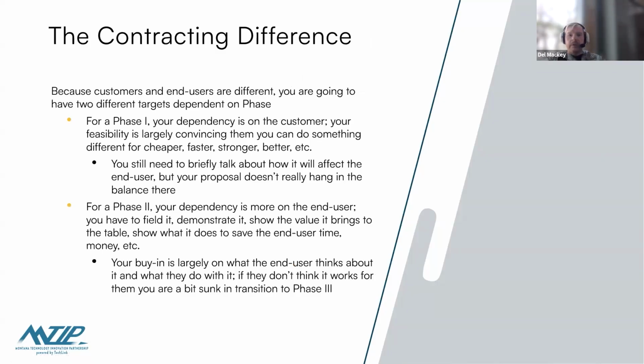Now, contracting, particularly in SBIR and STTR, is very different. You're going to have a different focus of import based on who you are targeting and what you are doing. And it changes between your different phases. In your phase one, your dependency is really on the customer. You are speaking towards that larger feasibility. You're trying to convince them that you can do something cheaper, faster, stronger, better, the Daft Punk model of product development. There's something here we can really deliver for you that matches your goals as a money paying organization.